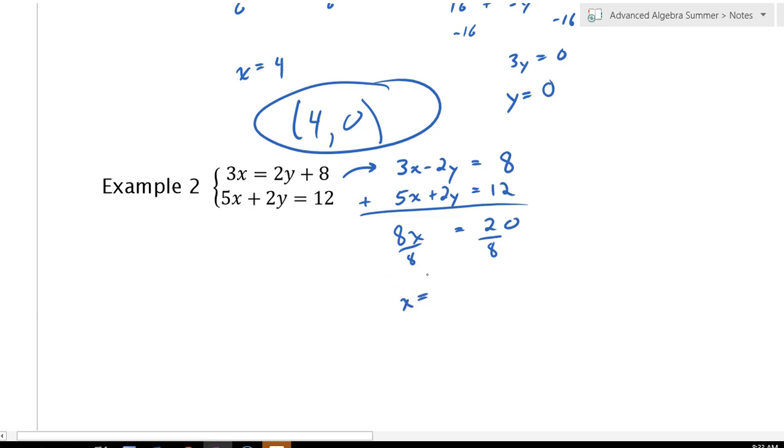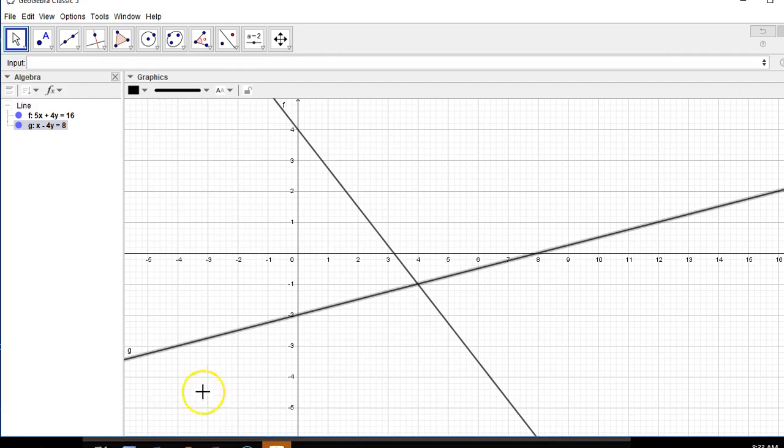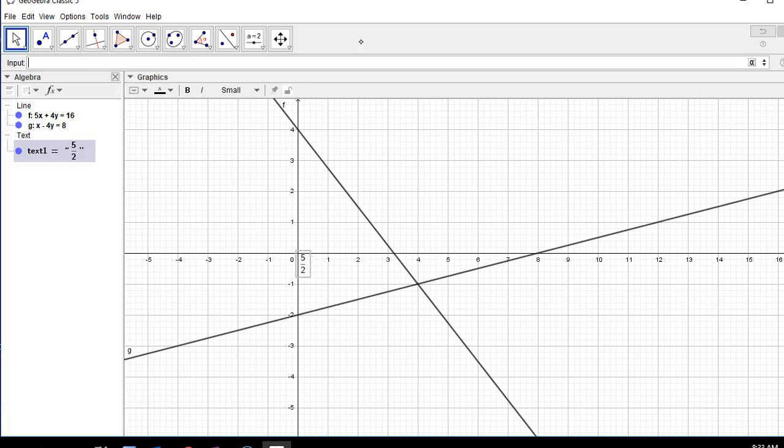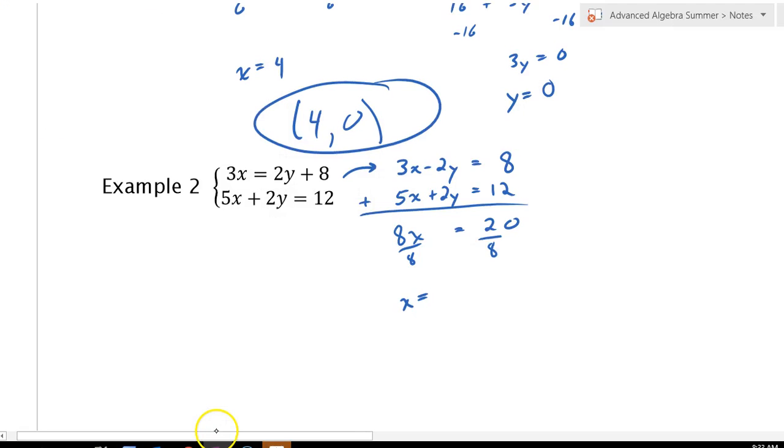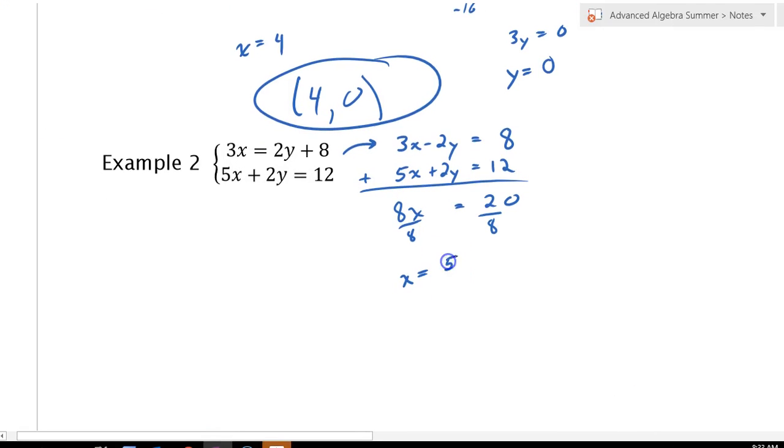If we use GeoGebra in our fraction text command, so let's go ahead and just do that. So fraction text. I want 20 divided by 8. We notice that comes out to 5 over 2. And then I'm going to go to the first equation. So 3x minus 2y. Move this up a bit.